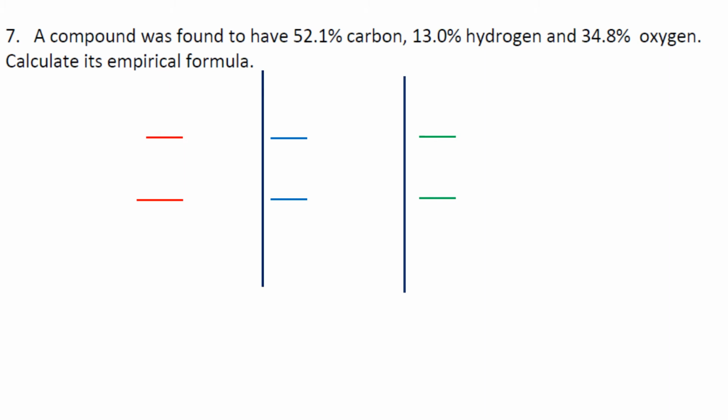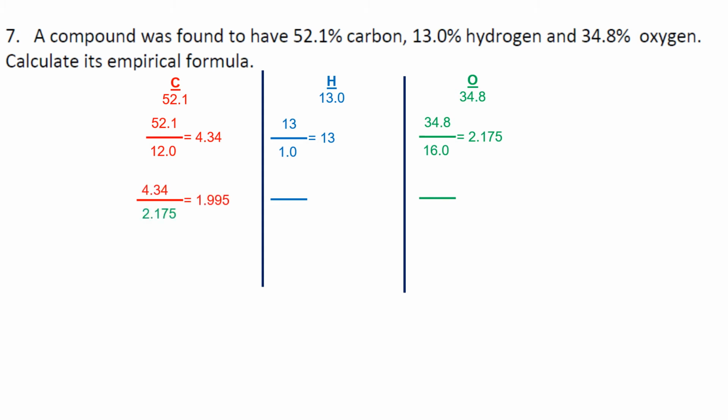Okay, so we've got carbon, hydrogen and oxygen. Divide each one by its relative atomic mass. So we get 4.34, 13, 2.175. Divide them all by the smallest number, which is 2.175. You get 1.995, 5.977 and 1. So obviously those first two can be rounded up to whole numbers quite easily. So it's 2 to 6 to 1. So the empirical formula is C2H6O.